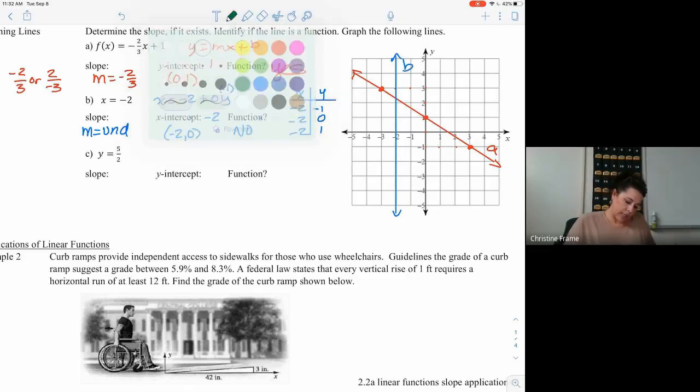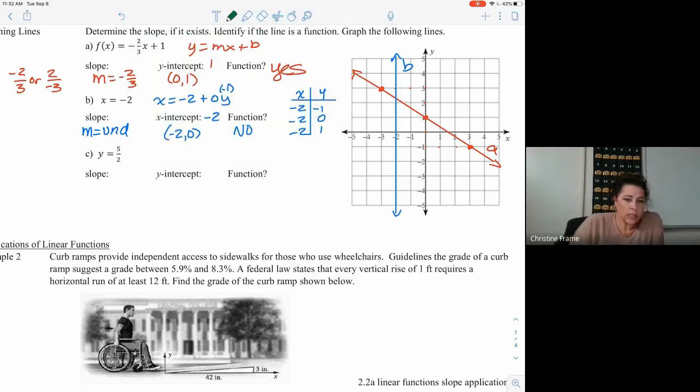Okay, moving on to C. We'll do that in green. So it says y equals 5/2. Well, it's kind of like this: y equals 0 x's plus 5/2. So you can see your slope there. This is a 0 slope. So this is a constant function. It's flat. It doesn't rise. It only runs. Okay, your y-intercept is (0, 5/2) or just 5/2.